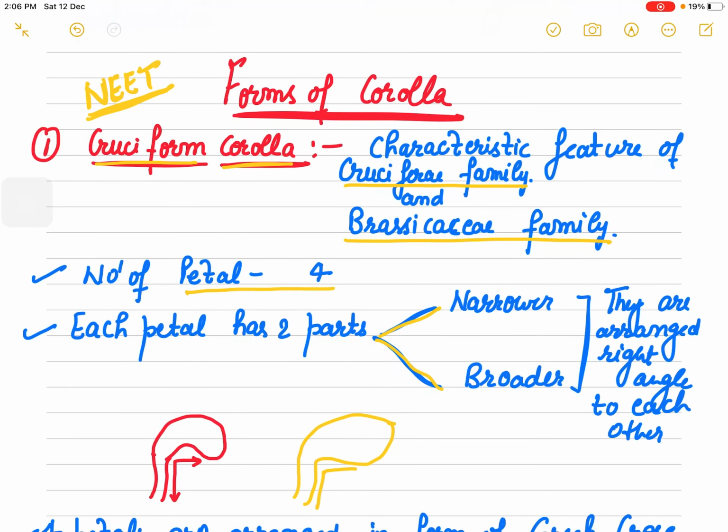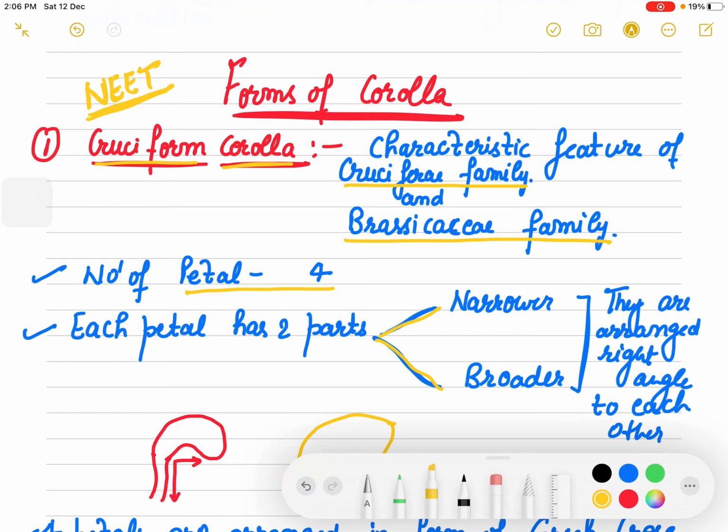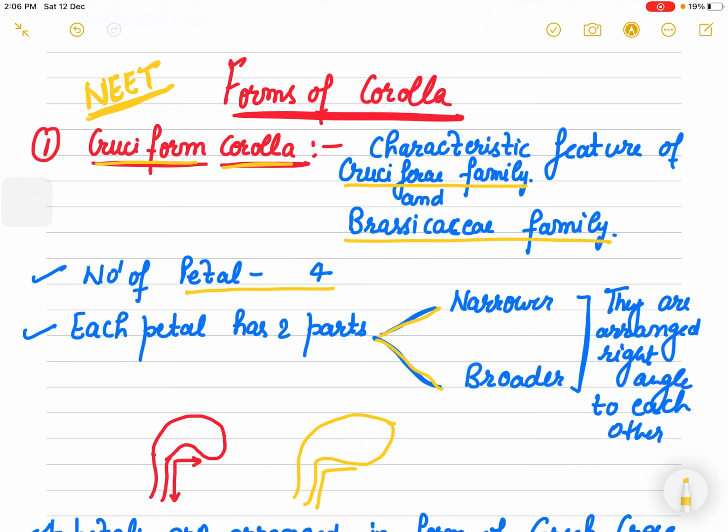Okay, so continuing with the lecture, we are going to talk about the last topic of today's lecture, that is the forms of corolla. This is exclusively for the NEET, because this much detail is not mentioned in NCERT. So corolla has different forms.